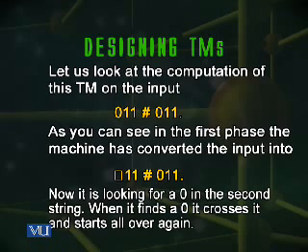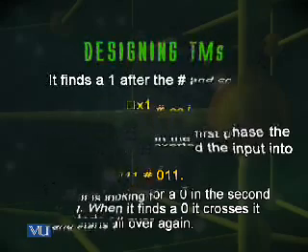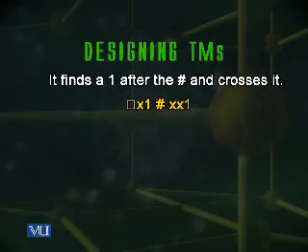So from this configuration, if the tape contents are blank 11 hash symbol 011, the machine will cross off the first 0. Next, it goes over the input and finds a 1, and so it starts looking for a 1 in the second string. Now it crosses off the 1. The tape contents are going to be a blank, followed by a cross, followed by a 1, followed by a hash symbol, followed by a cross. And it would be looking for a 1 in the second string, so the machine would be looking for a 1 after the hash symbol. It finds a 1 after the hash and it also crosses it.